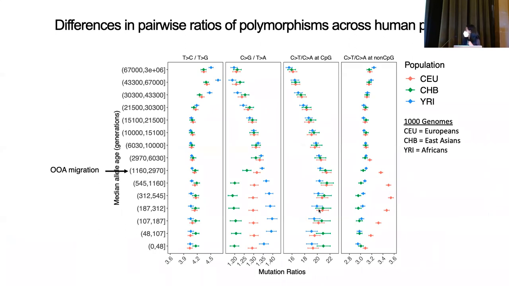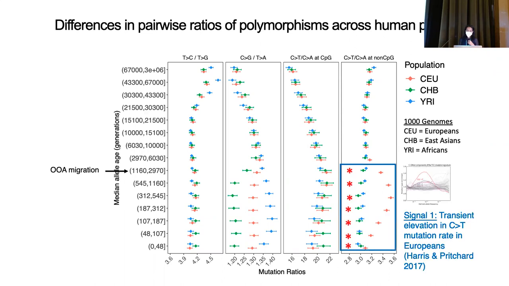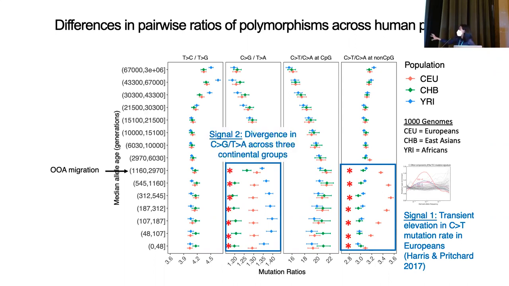We can then just compare how these different populations differ from each other. And in doing that, what we find is that there are three main signals of interpopulation differences. So the first signal is the same one that I showed you earlier, which is present at non-CpG C to T to C to A mutations, which is related to the TCC signal that Harris and Pritchard found. We also see another new signal where we see that there is a divergence of C2G to T2A mutations. In this case, interestingly, it is present in all three human populations. So all three human populations differ from each other.